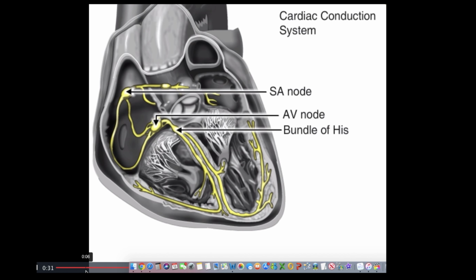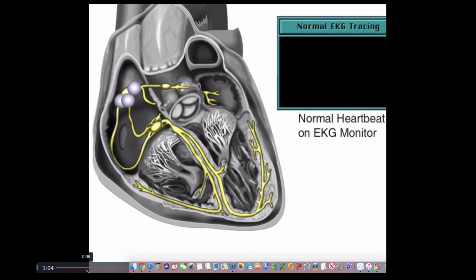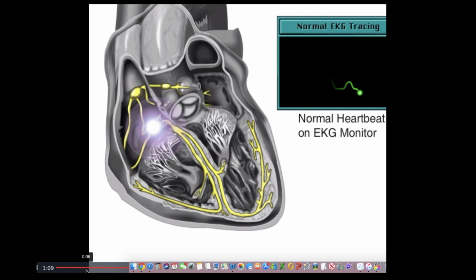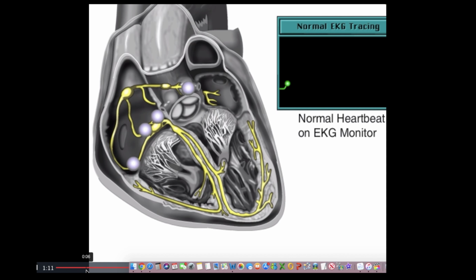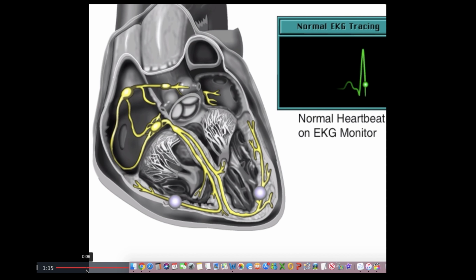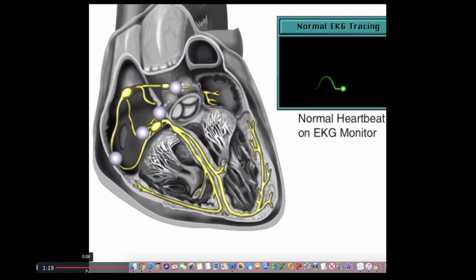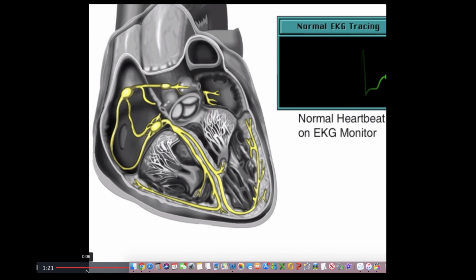From there, the signal travels to the AV node, through the bundle of His, down the bundle branches, and through the Purkinje fibers, causing the ventricles to contract. This signal creates an electrical current that can be seen on a graph called an electrocardiogram, EKG or ECG. Doctors use an EKG to monitor the cardiac conduction system's electrical activity in the heart.